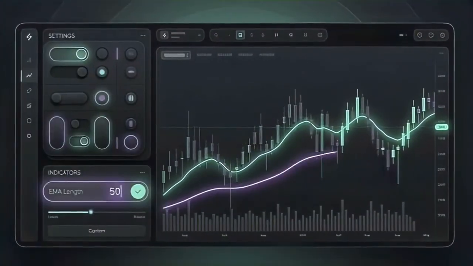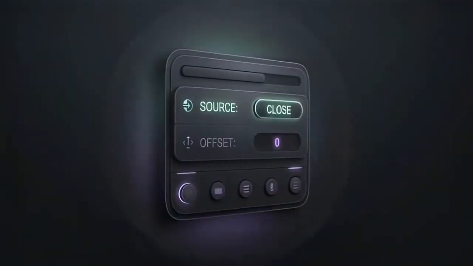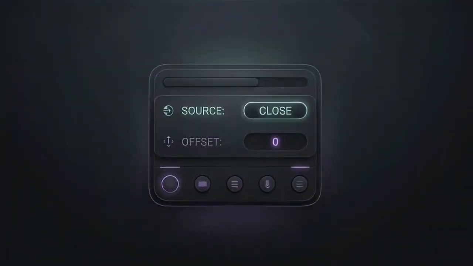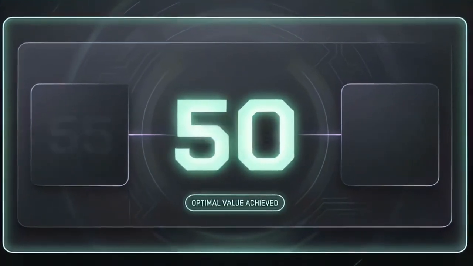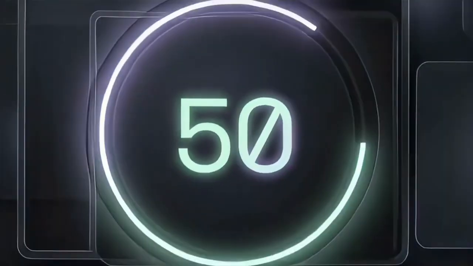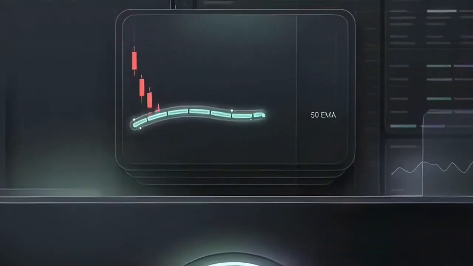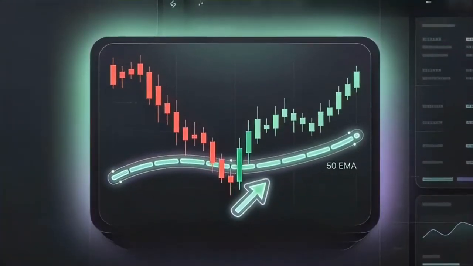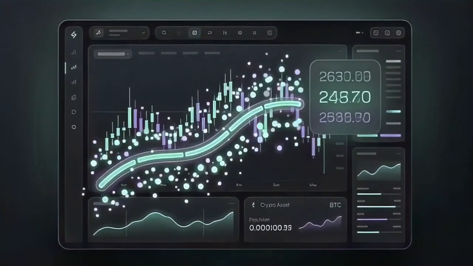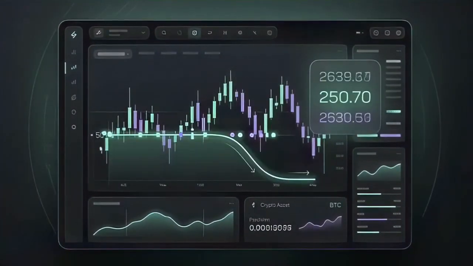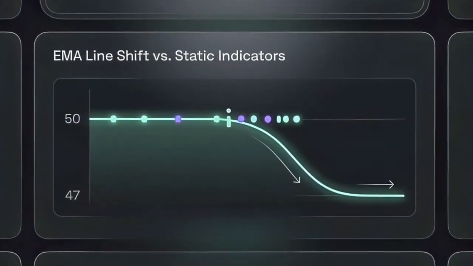Add an ordinary exponential moving average alongside it, give it a length of 50, leave the source on the closing price, and make sure the offset is sitting at 0, 50, and not 55, and not 47. Everything else in this video is deliberately not the default, and I want to explain why this one is. The 50 and the 200 are watched by enough capital that price genuinely reacts when it arrives there. That is not folklore, it is a crowd. Moving off 50 to look original disconnects you from the only reason the level does anything at all.